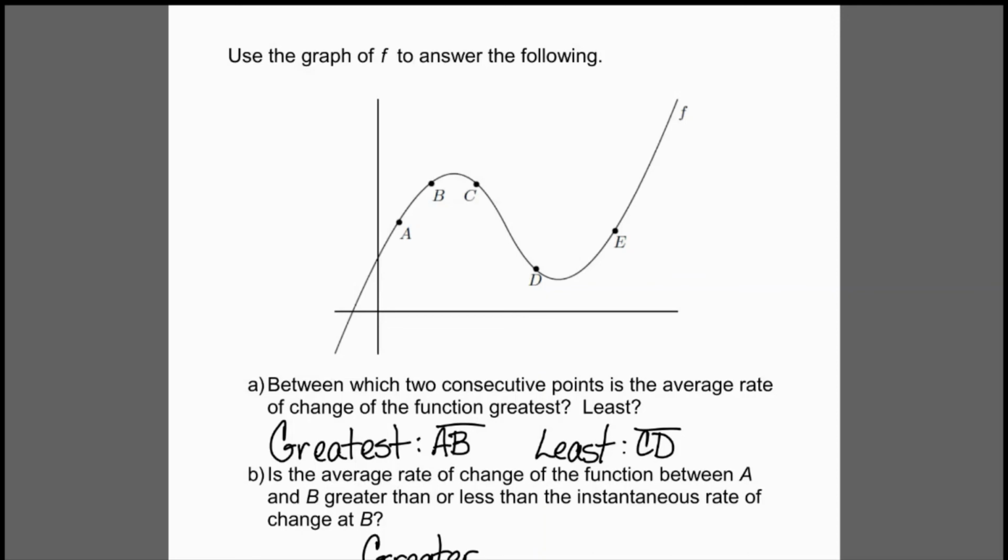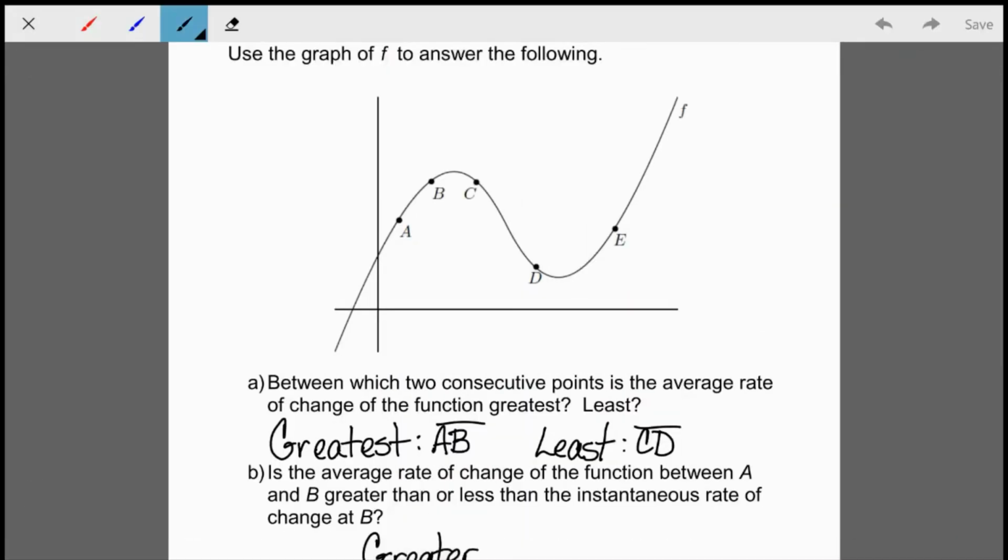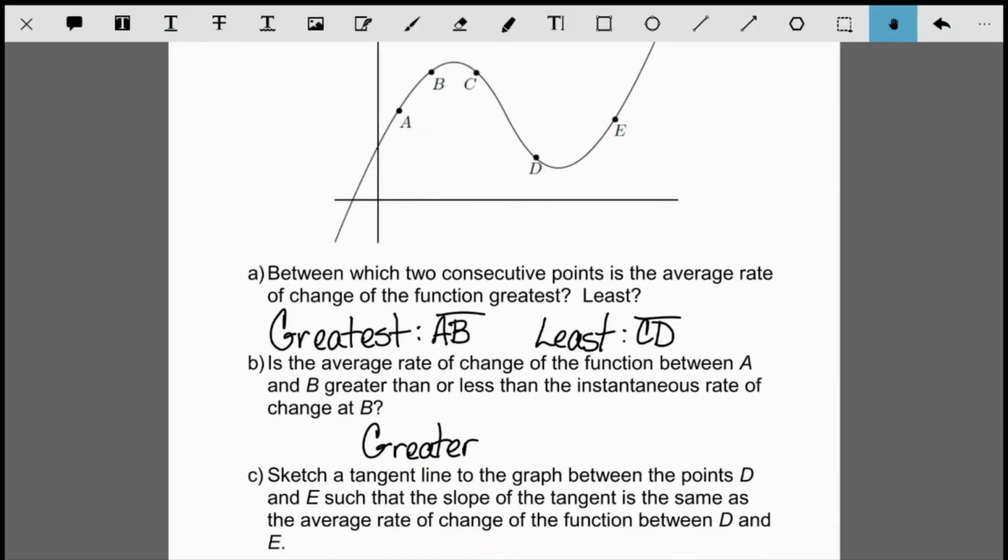For question B, is the average rate of change of the function between A and B greater than or less than the instantaneous rate of change at B? So what you want to be thinking about here is what would the tangent line at B look like? It would look something like that. And you can see that that slope is a little bit less than the slope between A and B. So that's where I came up with the solution for part B being the average rate of change is a little bit greater than the change at B.